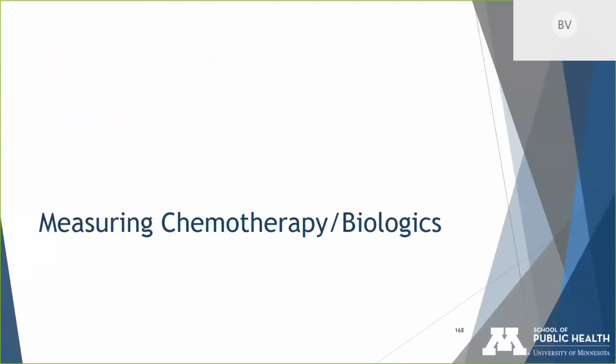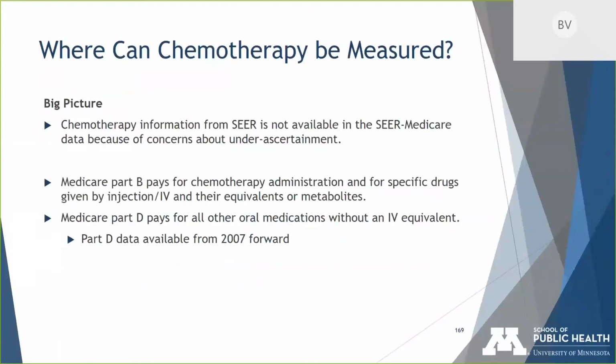And finally, let's look at measuring chemotherapy or biologics in the data. When you're interested in measuring chemotherapy, you will need to look to the Medicare data. Chemotherapy information from SEER is not currently available in the SEER Medicare data because of concerns about under ascertainment. Within the Medicare data, depending on the therapy that you're interested in, it may appear in different files because of how Medicare covers different therapies.